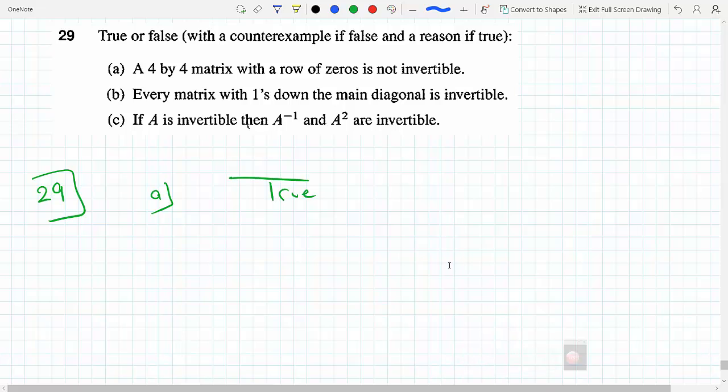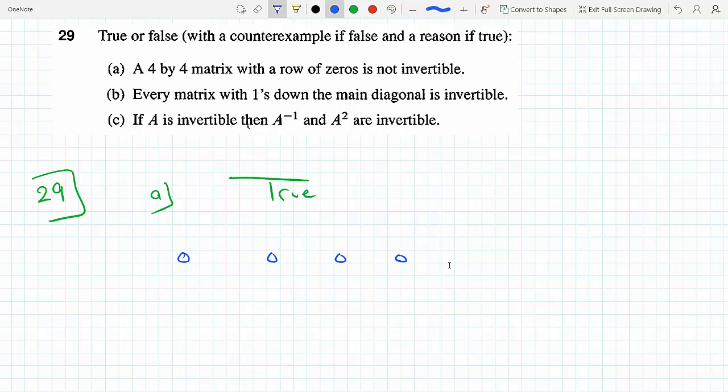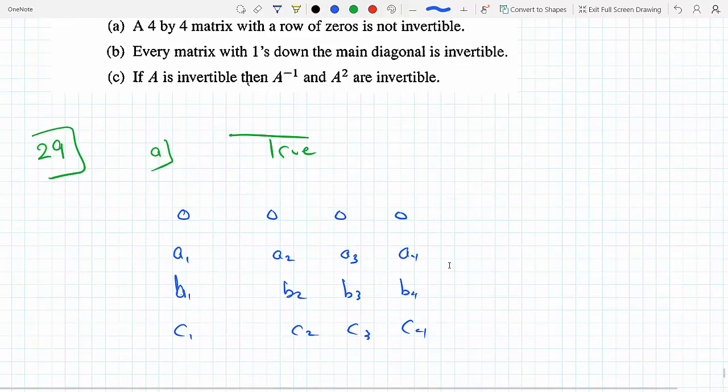True or false: a 4 by 4 matrix with a row of 0 is non-invertible? Has to be true, because for part A, if you take any matrix with a row of 0, 0, 0, 0, you could put whatever you want in the other rows: A1, A2, A3, A4, B1, B2, B3, B4, C1, C2, C3, C4.